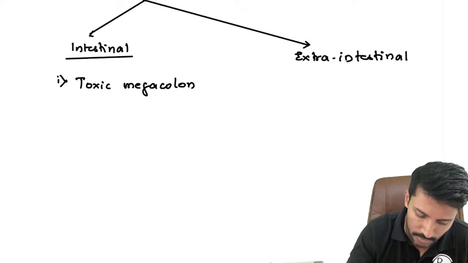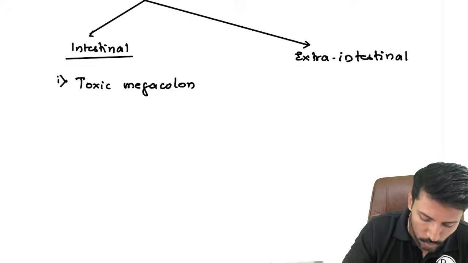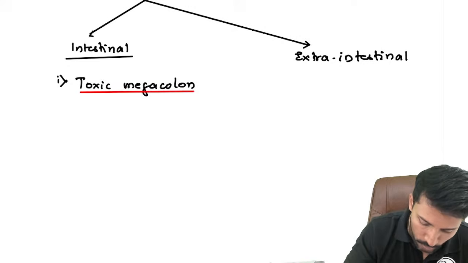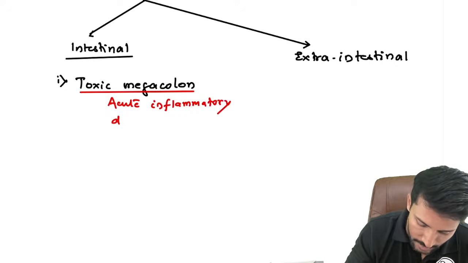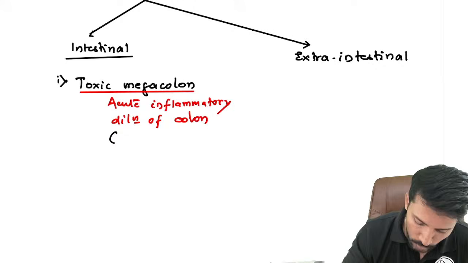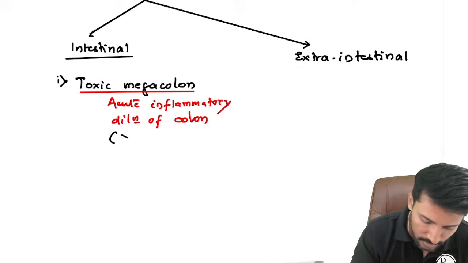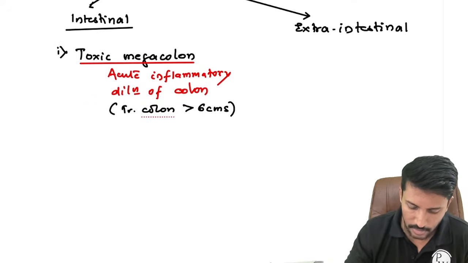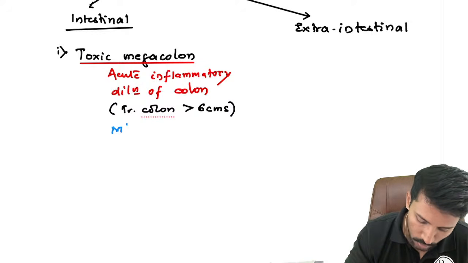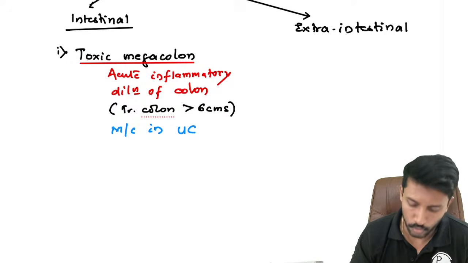Okay. So one of the complications that affects the intestine in a patient with inflammatory bowel disease is toxic megacolon. What does it mean? It means acute inflammatory dilatation of the colon. When do I call it toxic megacolon? When the transverse colon diameter is more than 6 centimeters, we will call it toxic megacolon. This is more common in ulcerative colitis patients.